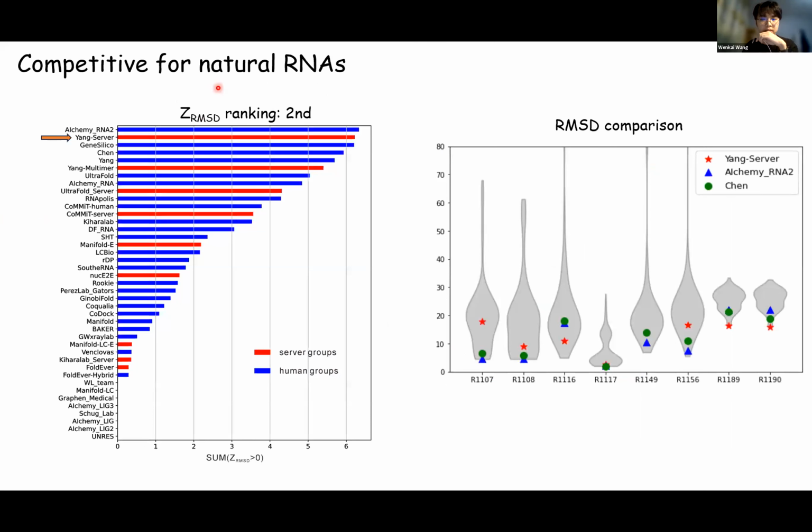For the 8 natural RNAs, the RMSD of our group was only surpassed by the leading human group AIchemy_RNA2. And we can see that there were only 3 targets where our group performed worse than the top 2 human groups, AIchemy_RNA2 and the Chen group. This reflects that for these natural RNAs, our fully automated method can be competitive with the leading human groups without any human intervention.